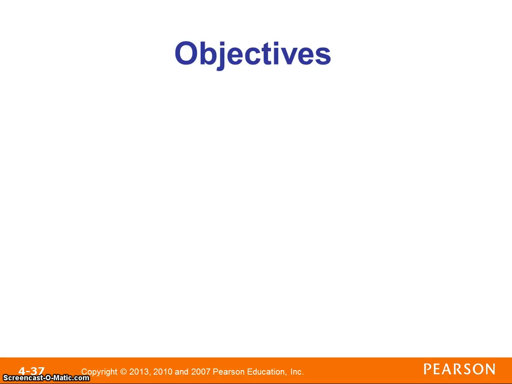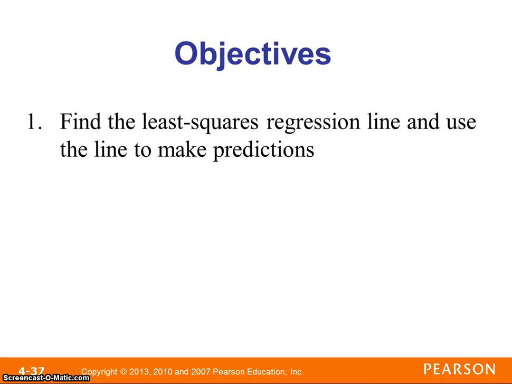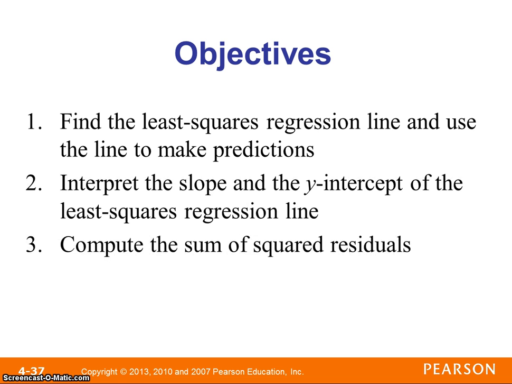So let's look at some of the objectives in this section. The objectives will be to find the least squares regression line, and we'll talk about what that is in just a minute, and how to use the line to make predictions, and then we'll interpret the slope and the y-intercept of the least squares regression line. And then lastly, we'll compute some of the squared residuals.